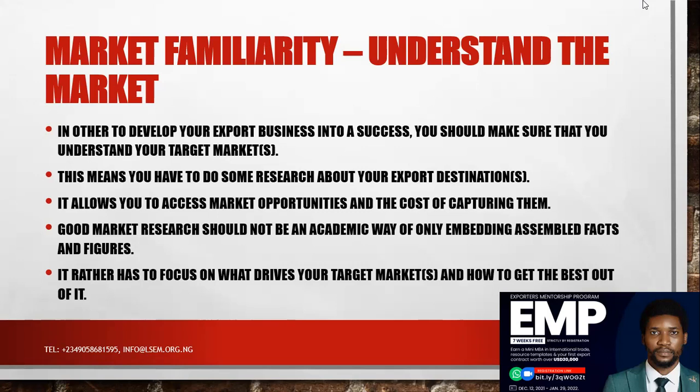So now let's go into this slide properly. Understanding the market. In order to develop your export business into a success, you should make sure that you understand your target market. So I've said that is either you are exporting your own local product, the product that you are producing or manufacturing yourself, which is one. Two is either you just select maybe any of the commodities that we have in the country for export. Either way, you need to know who your target market is or are.